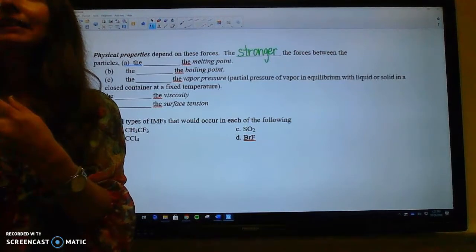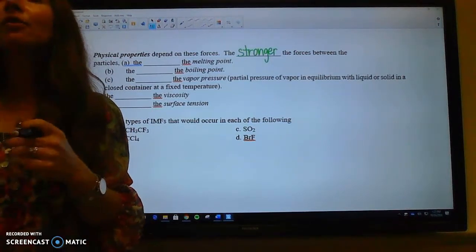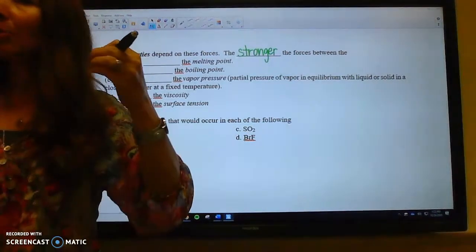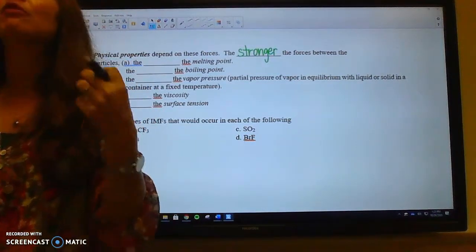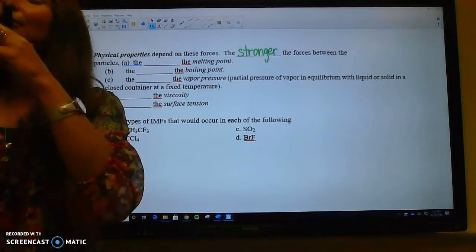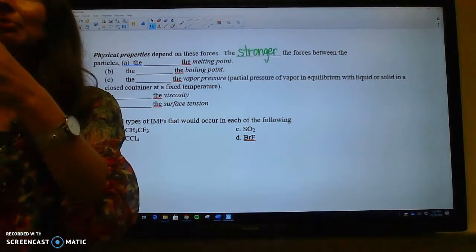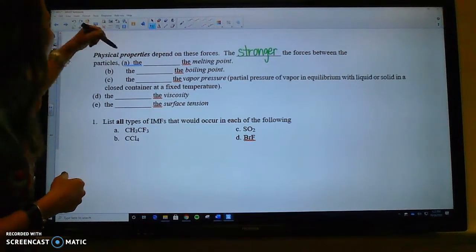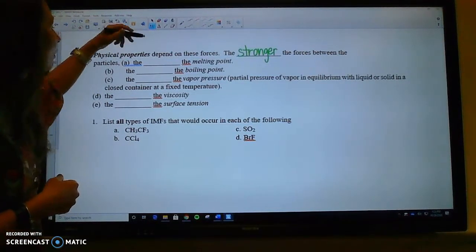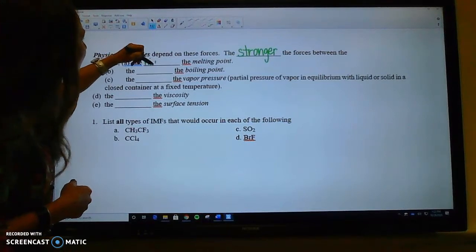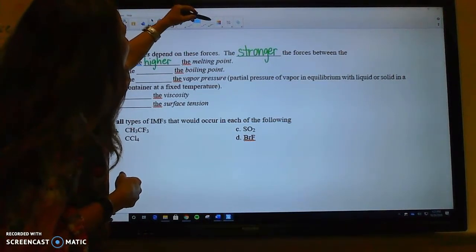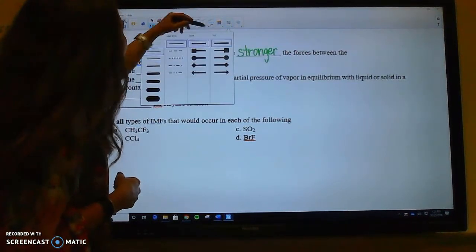So going from a solid to a liquid, are the particles getting further apart or closer together? They're getting further apart. So if they really want to stay attracted, is it going to require more or less energy to break them apart? More. So it's going to make the melting point higher. So the stronger the forces, the higher the melting point. I'm going to go to another color just so these don't all run together.